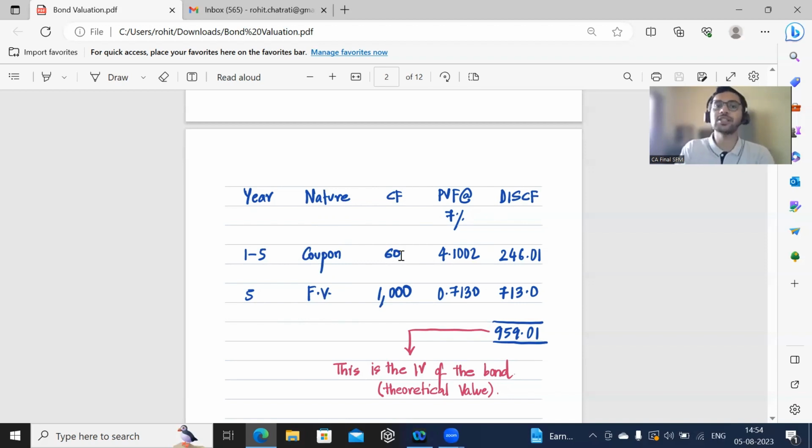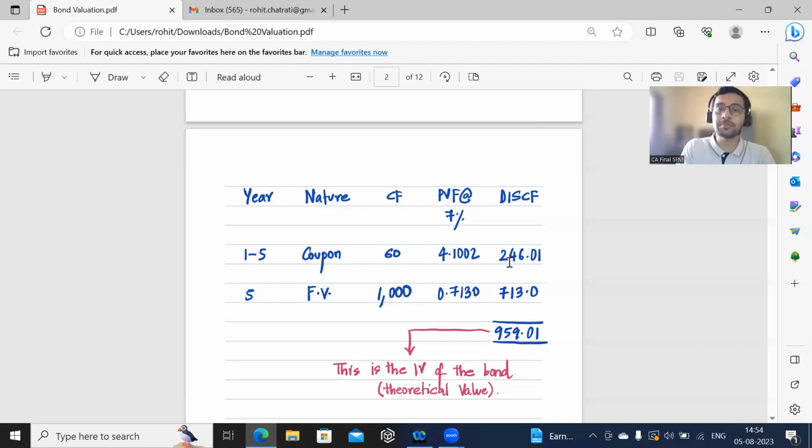So $60 received at the end of each year from one to five is equal to $246 today. If I receive $60 at the end of year one, two, three, four, five, the present value of such $60 today is 246.01. Similarly, the value of $1,000 that I'm receiving after 5 years is valued at $713 today. The value of the bond as a total is the present value of both this coupon and this face value.